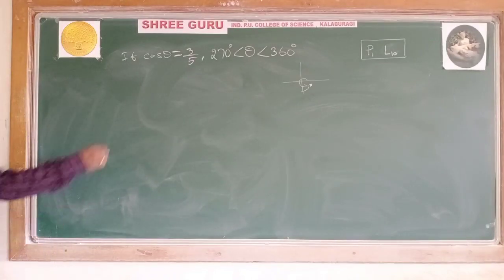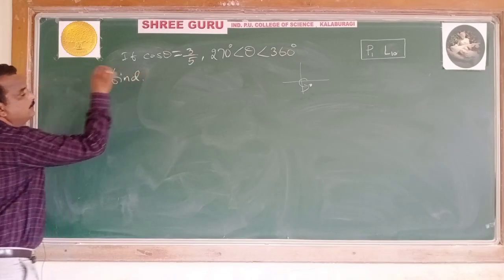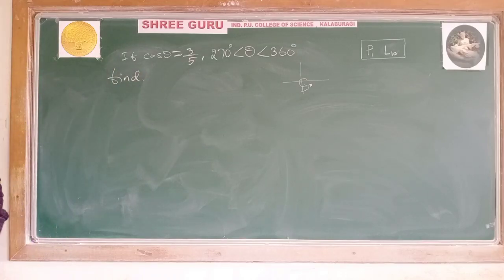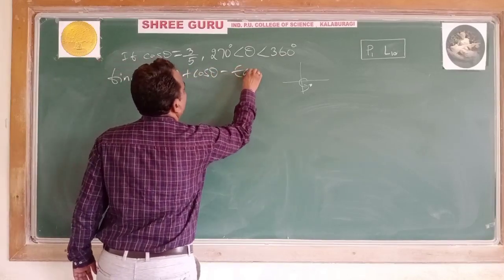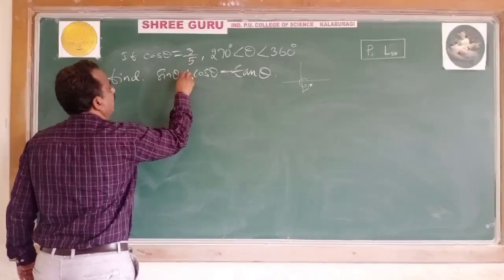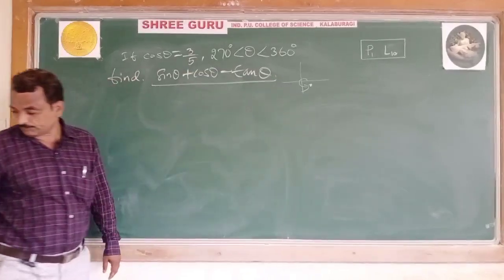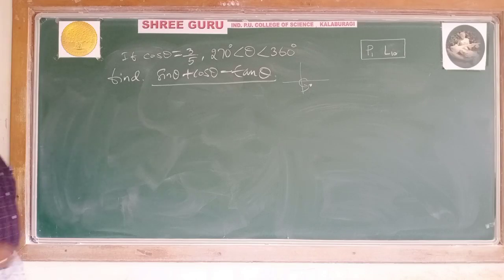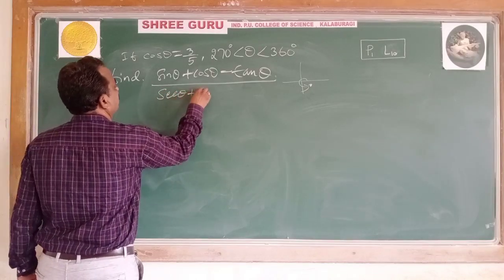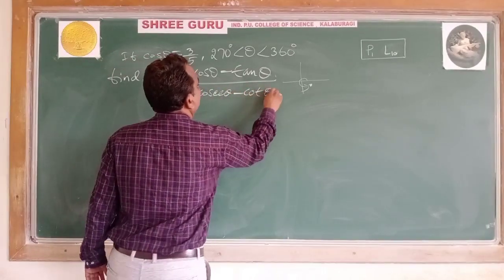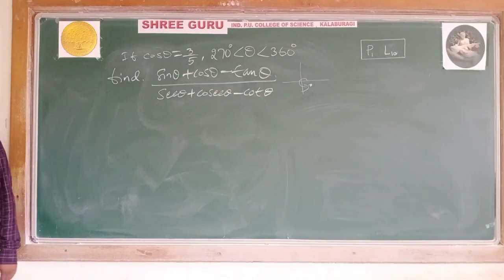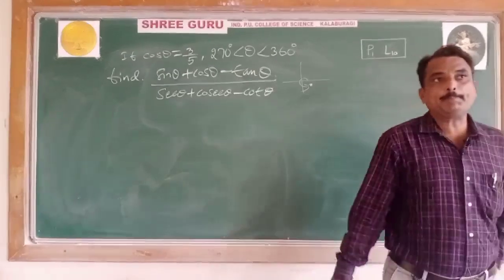Now see what you have to find. Find the value of this expression: sin theta plus cos theta minus tan theta, divided by sec theta plus cosec theta minus cot theta. Once again I repeat the question here.